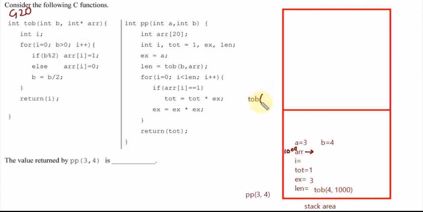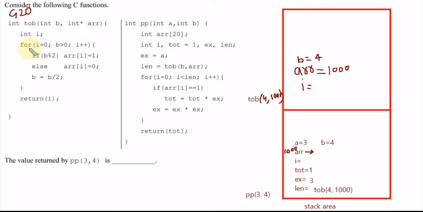Now we call our tob function with the parameters 4 and 1000. 1000 is the base address of the array. Here 4 will be copied inside b, and 1000 will be stored in the integer pointer array, so it contains the value 1000. Now this is pointing to the original array, and we have also taken an integer i here, which is not initialized yet.